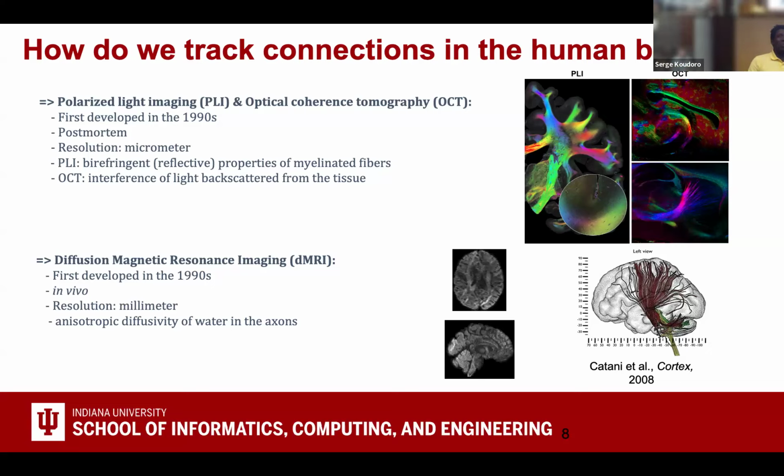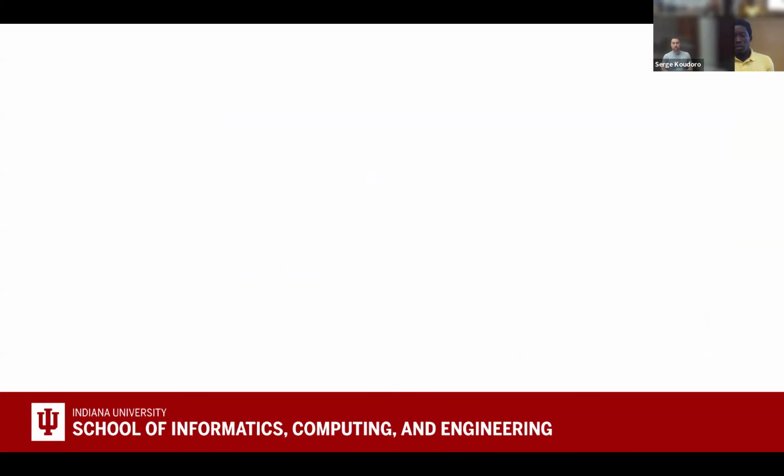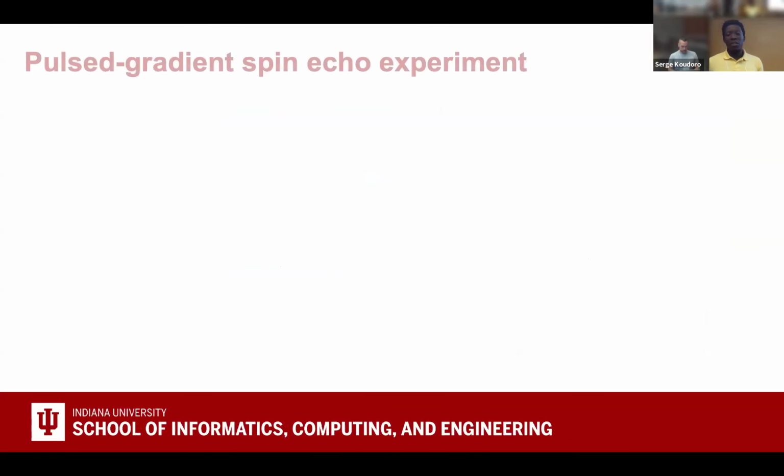So what is diffusion magnetic resonance imaging? What we are doing is trying to model the water movement in the different axons, and this water movement in the axons will represent the fiber paths of our brain, simply. So let's go into more detail concerning dMRI.